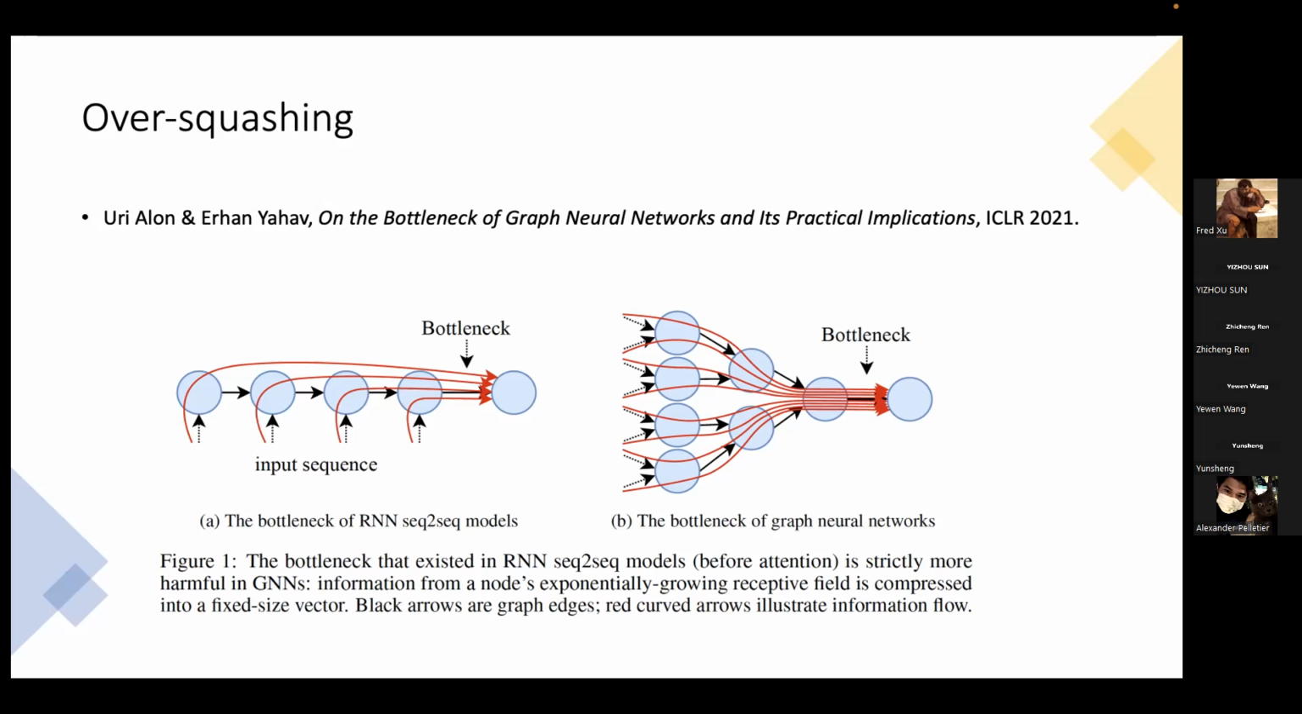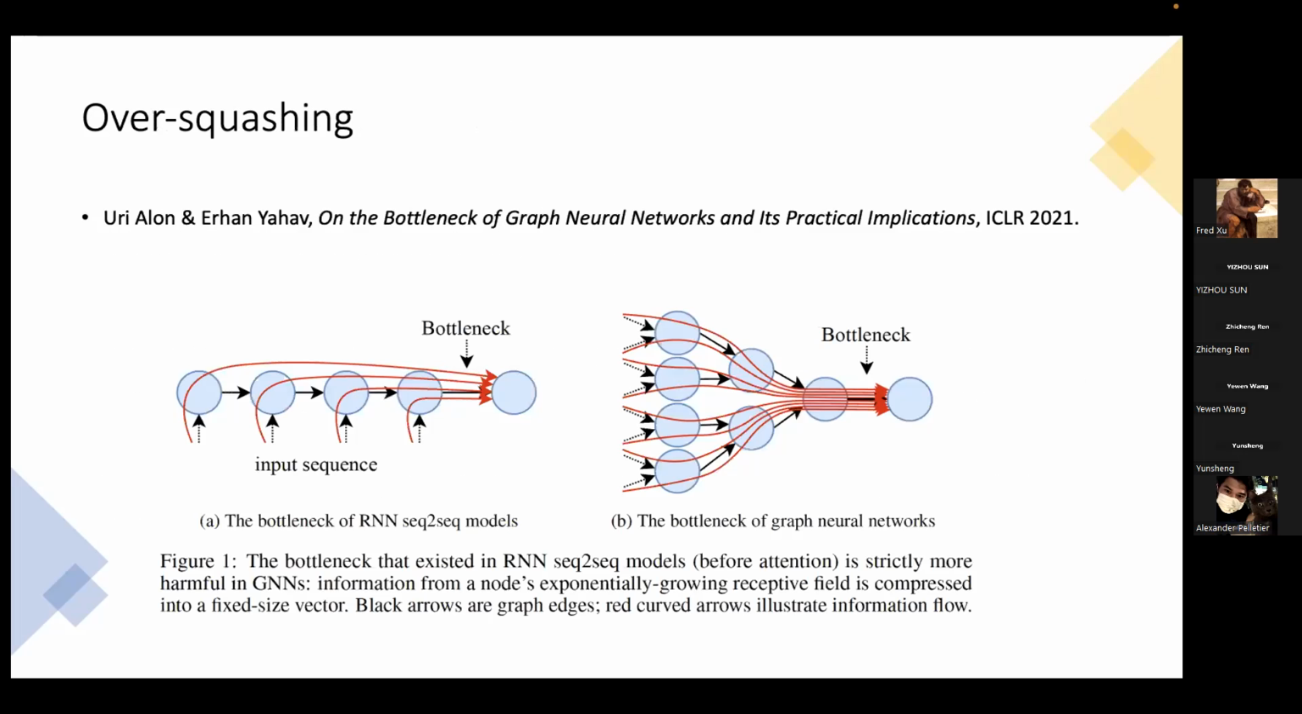because the graph neighborhoods can grow exponentially. Let me give you an example: if you have two giant communities and there's one link in between, then that link will be a bottleneck, because it's going to propagate all the messages from one community to the other.